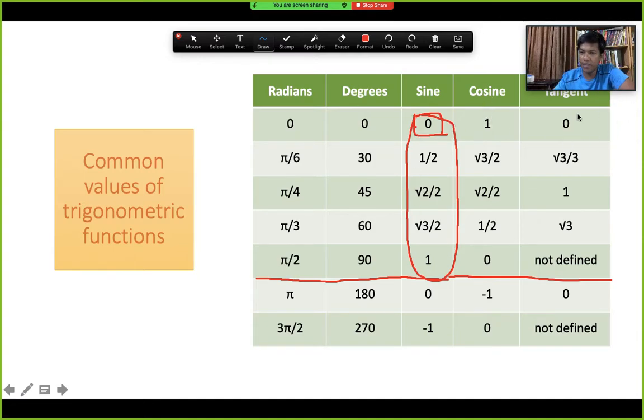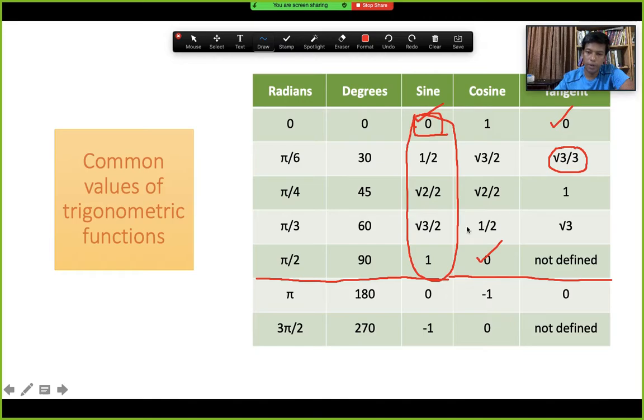And for tangent, you only need to memorize just this value, and the other values are actually repetition. See, this is 0 here, this is 0 here, and this is 0 here. Corner to corner, all of them are 0.